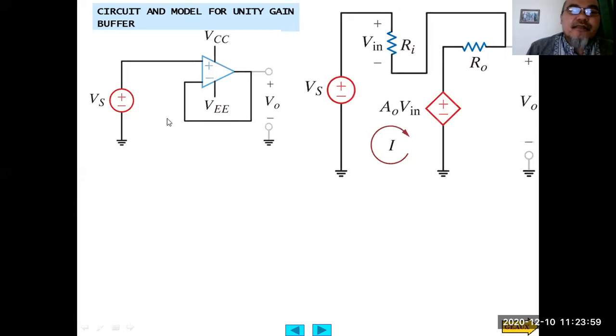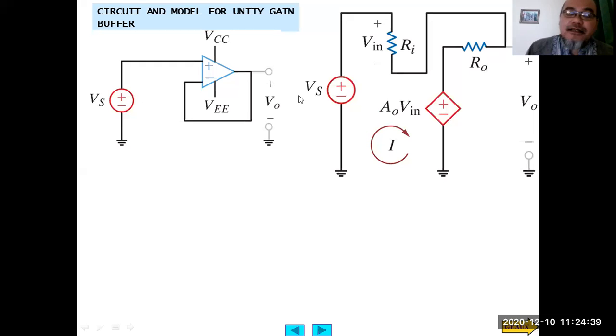So here we are connecting a source voltage Vs to the non-inverting input of the op-amp, and the inverting input is connected to the output. This is what we call negative feedback. Why negative? Because the output is being fed back to the inverting input terminal, which is the negative terminal. What will be the effect of Vs on V output? What is V out if we express it as a function of Vs?